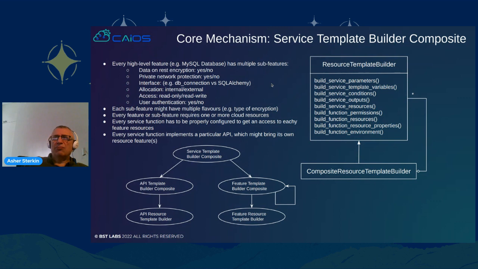For example, do I have encryption? Or do I need to put my database in a virtual private cloud, which is called private network? In other cases, what form of user authentication I need, or which interface I want to interact with this service. I could interact with MySQL through DB connection, plain DB2 API, or SQL Alchemy, for example. And that led me to some kind of deep nested hierarchical structure that I need to build dynamically from configuration.